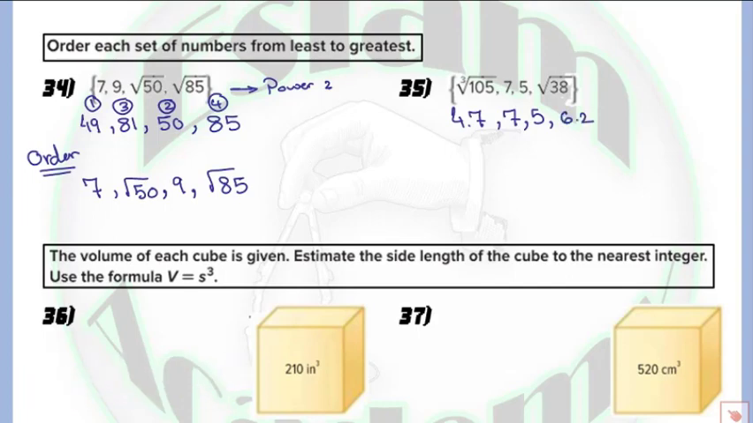Now we need to arrange from the least to the greatest. 4.7 will be the smallest number. After that, we have 5. The next one will be 6.2, and the last one will be 7. So the order now will be: the first one is the cubic root of 105. The next one will be 5. After that, we have 6.2, which is the square root of 38. And the last one now will be equal to 7. And that's how we can estimate the square and the cubic root.